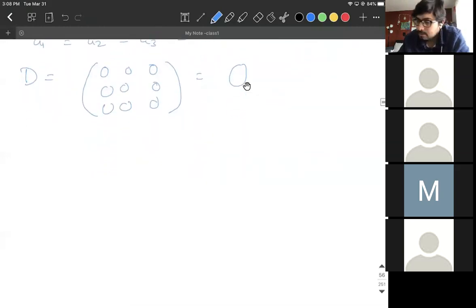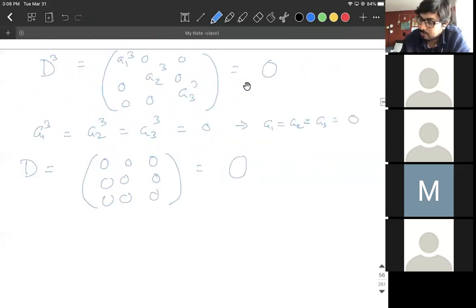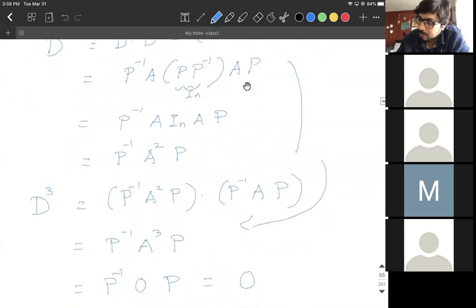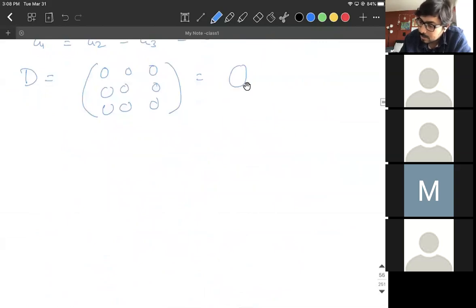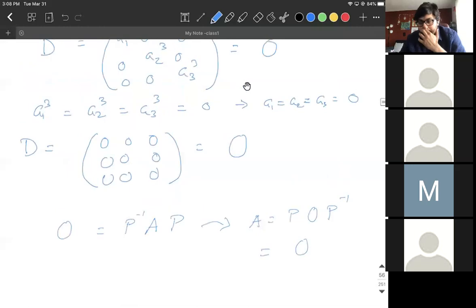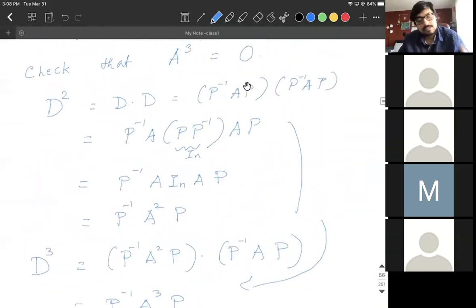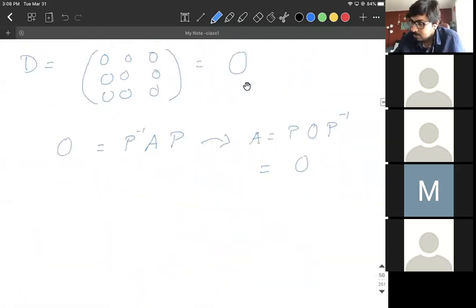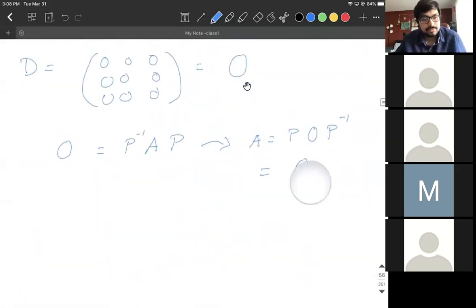But that's a problem, right? So if D is a zero matrix, then what do we have? From this particular equation, D is equal to P inverse AP, what we have is that the zero matrix equals P inverse AP. Or in other words, A is P times the zero matrix times P inverse. So it's the zero matrix. So from this assumption that A is diagonalizable, we arrived at this impossible conclusion that A has to be the zero matrix.